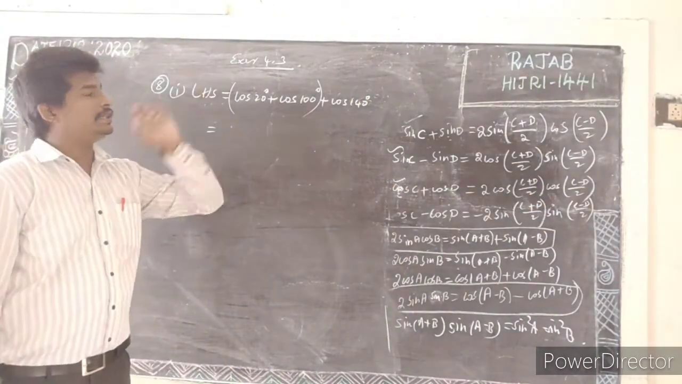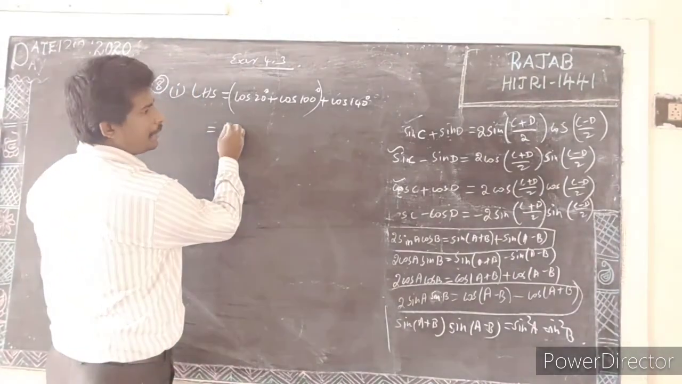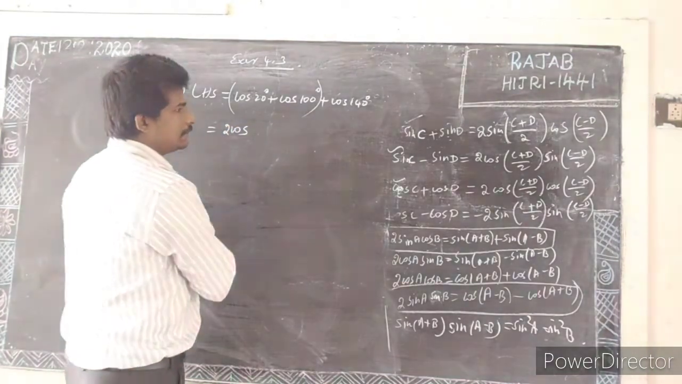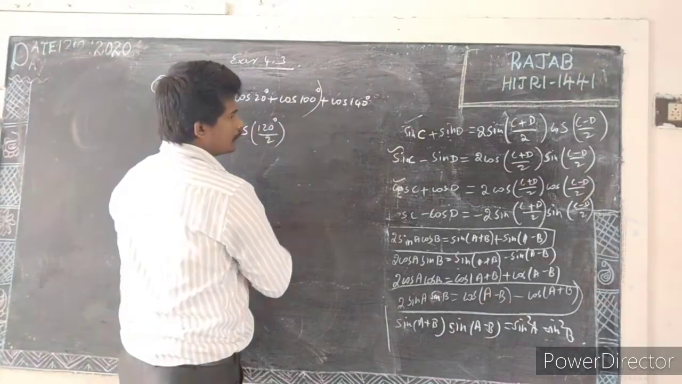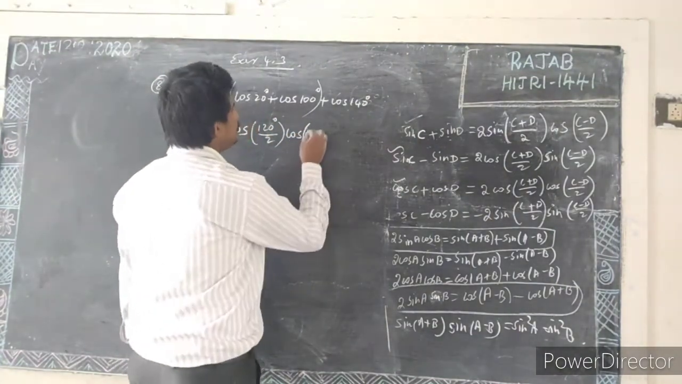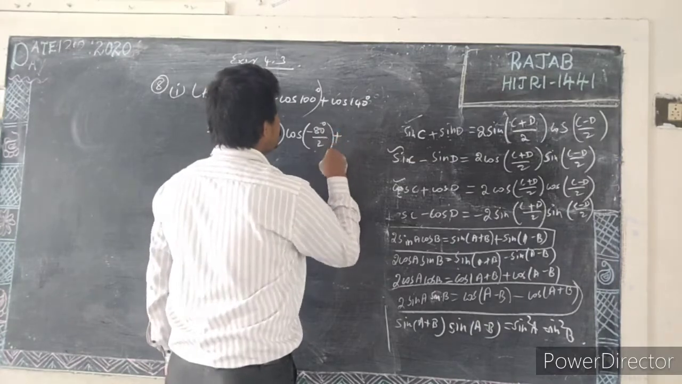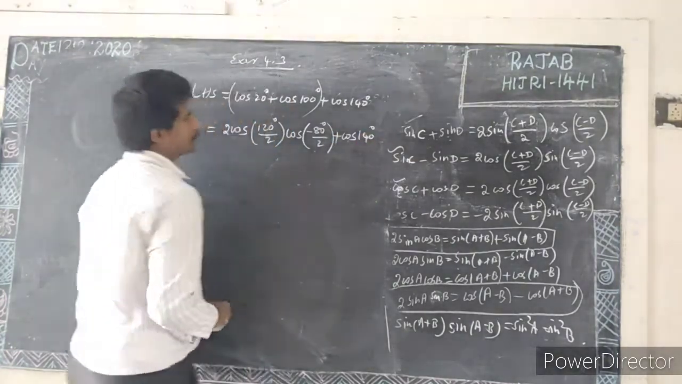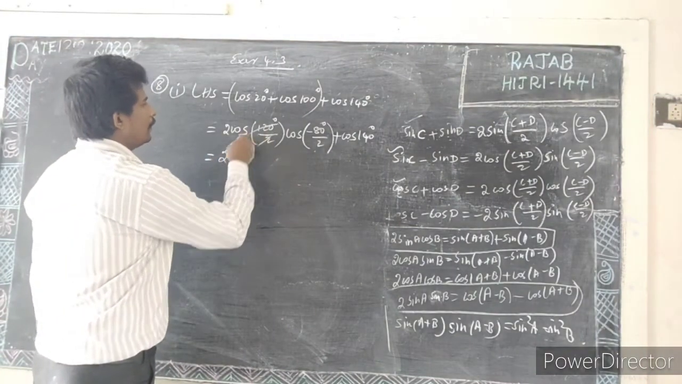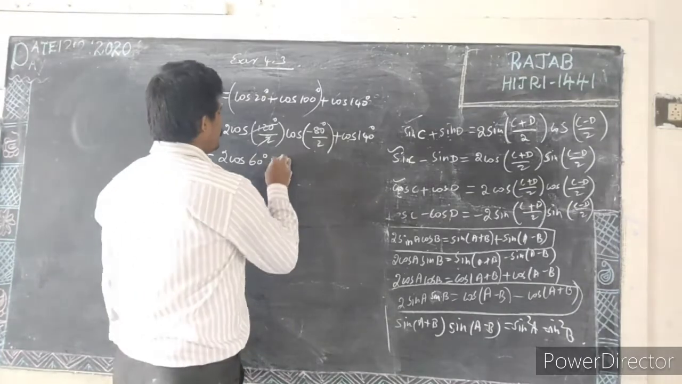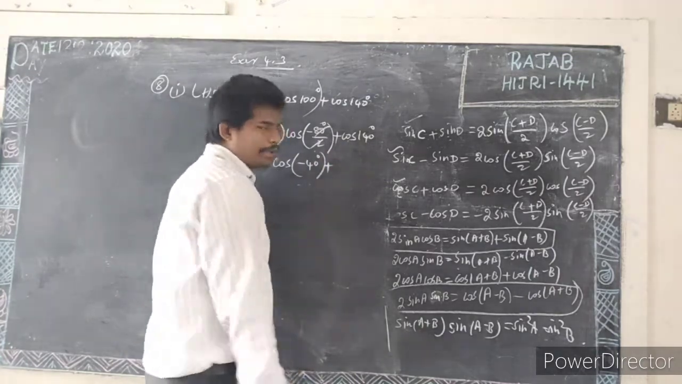Here our C is 20, D is 100. So by using this formula, the next step would be 2 cos (C plus D) 120 degree by 2, cos (C minus D), so minus 80 degree by 2, plus cos 140 degree. Now this is equal to 2 cos 60 degree cos of minus 40 degree plus cos 140 degree.